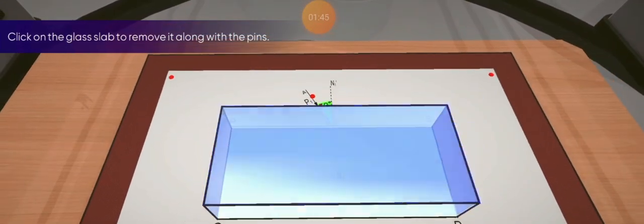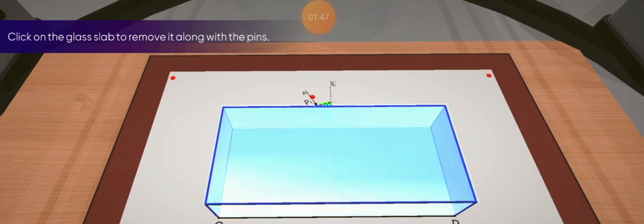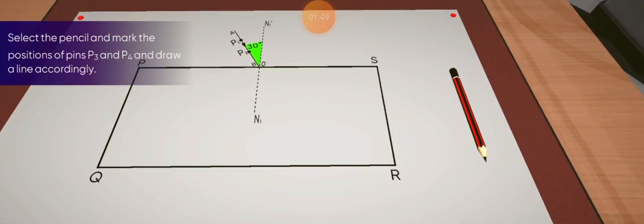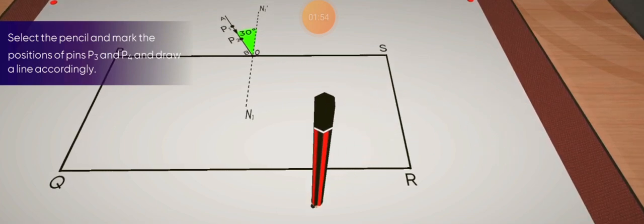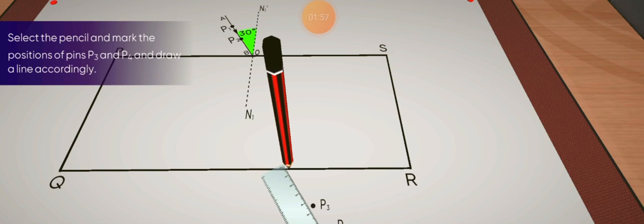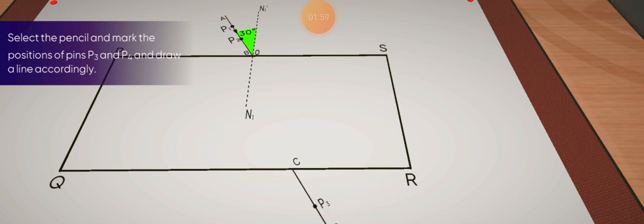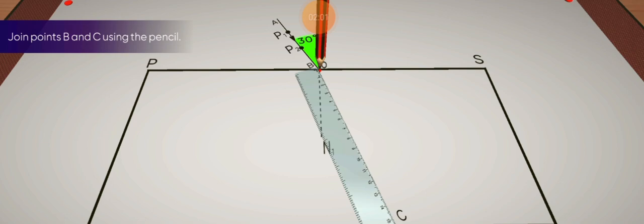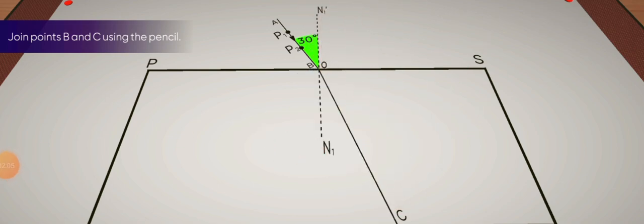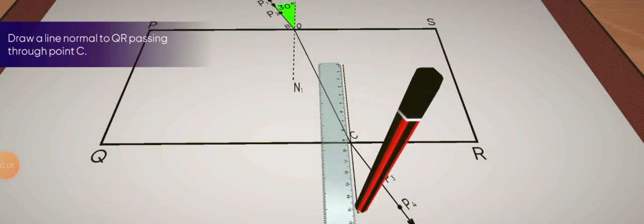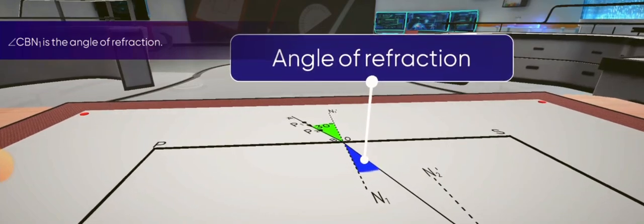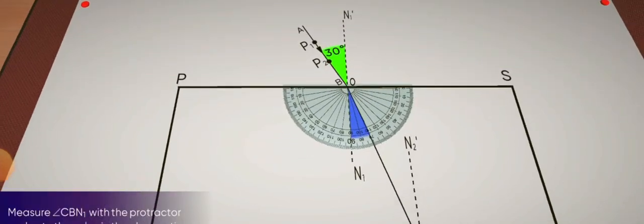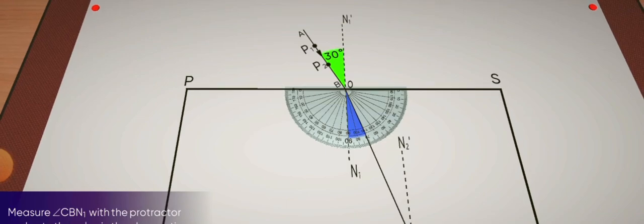Now when we observe from the top, they are not in straight line. This is how we understand that the ray of light has been refracted. Now drawing the normal at the second point of incidence. Now there is angle of refraction. We will measure the angle of refraction using the protractor.